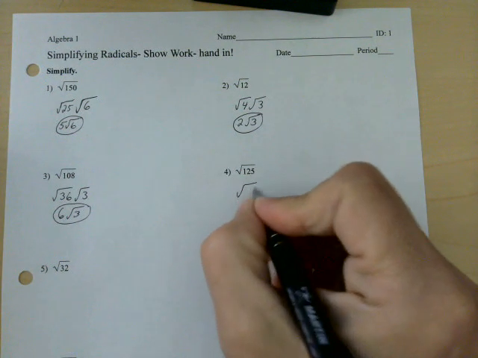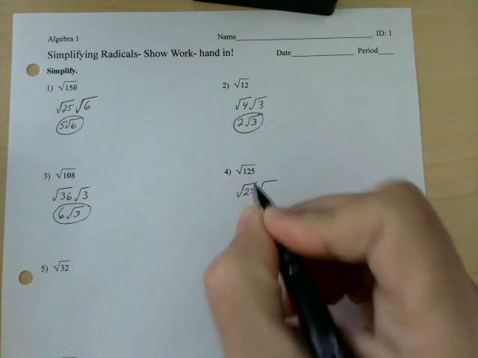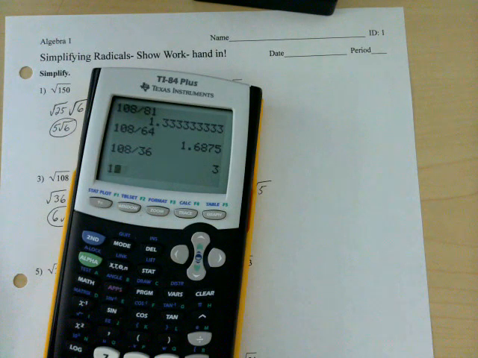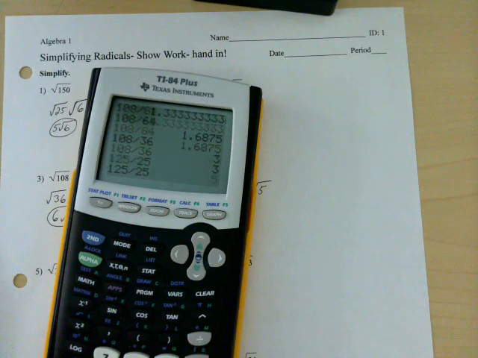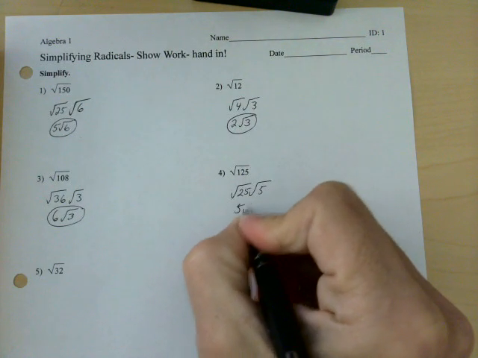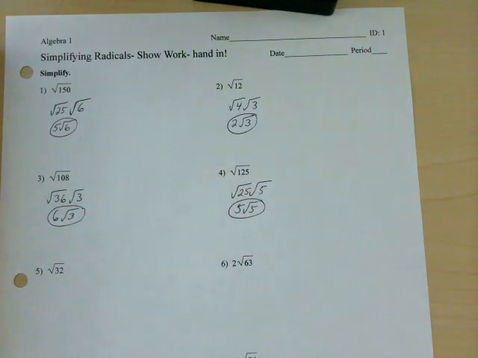Okay. For this one, I know 25 is going to fit in 5 times. Okay, so again, the more you do these, the better you're going to get at recognizing numbers. So 5 root 5 is our answer.